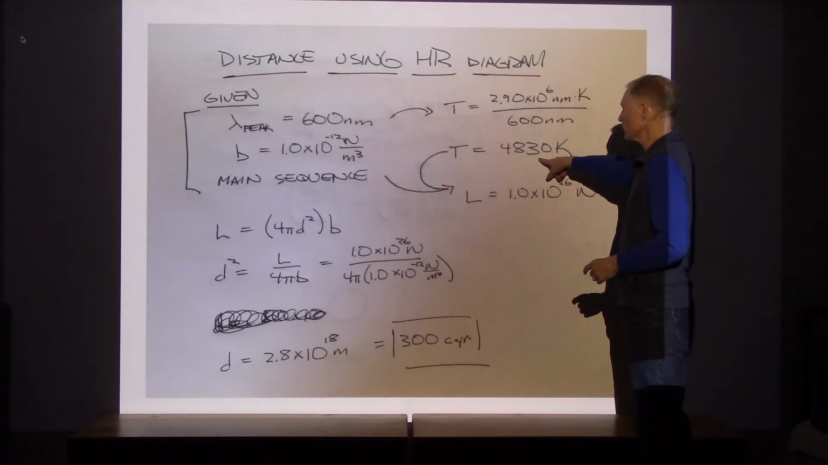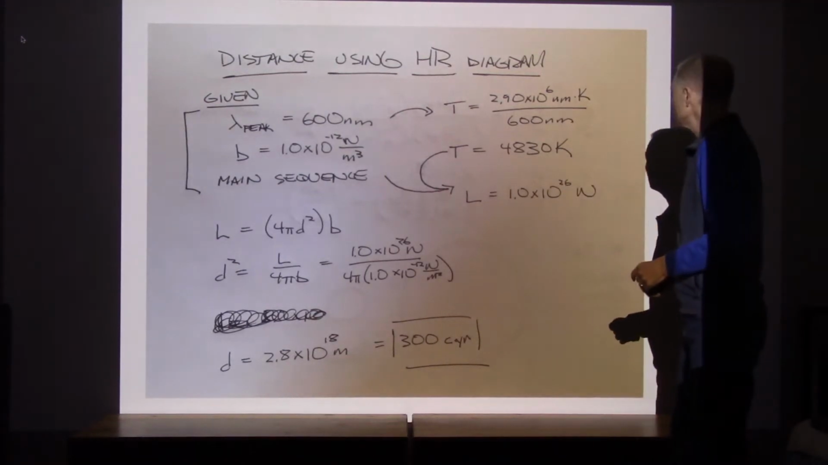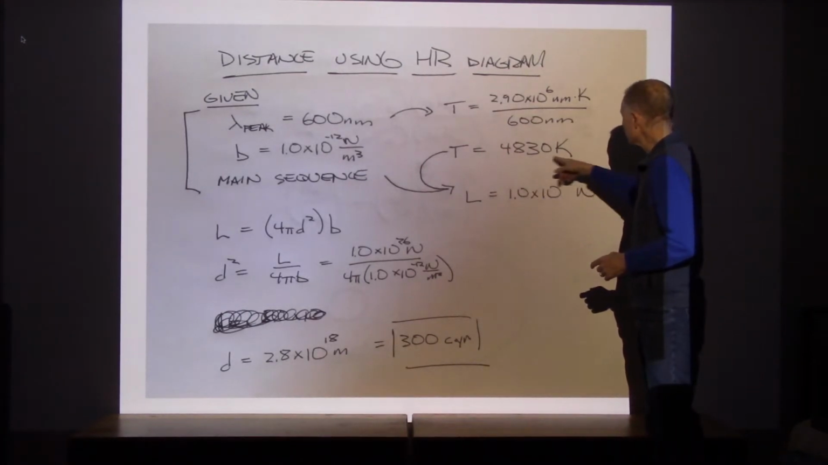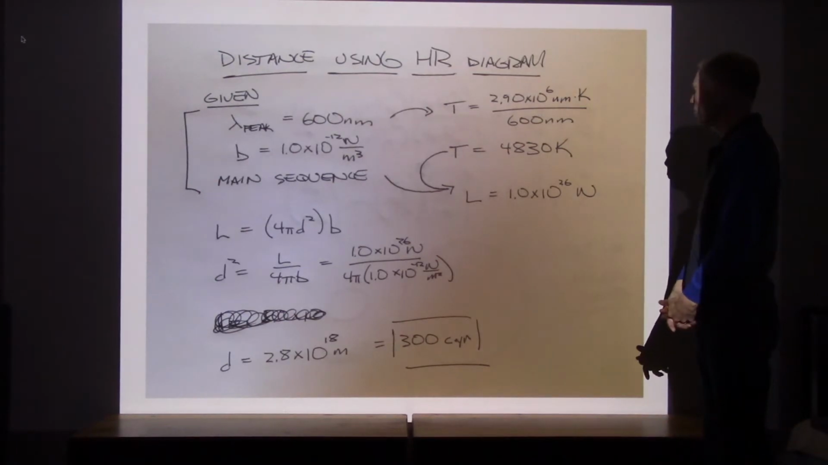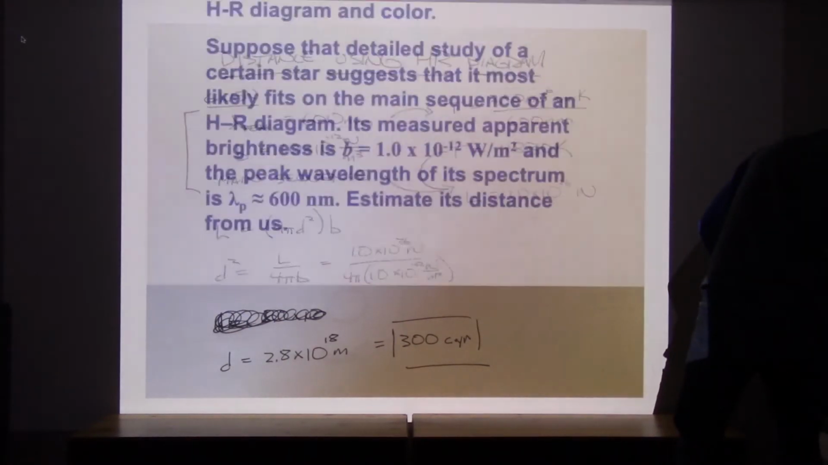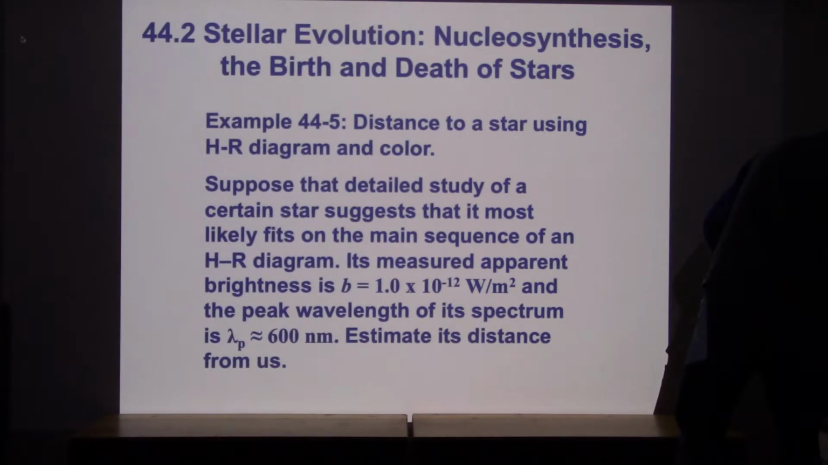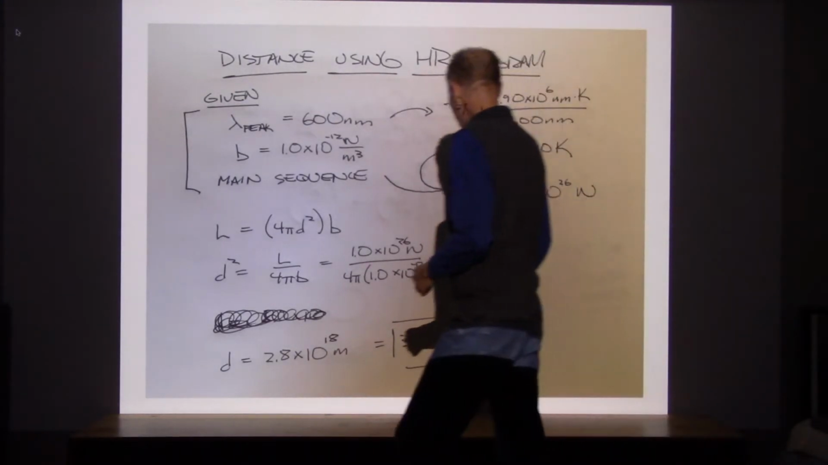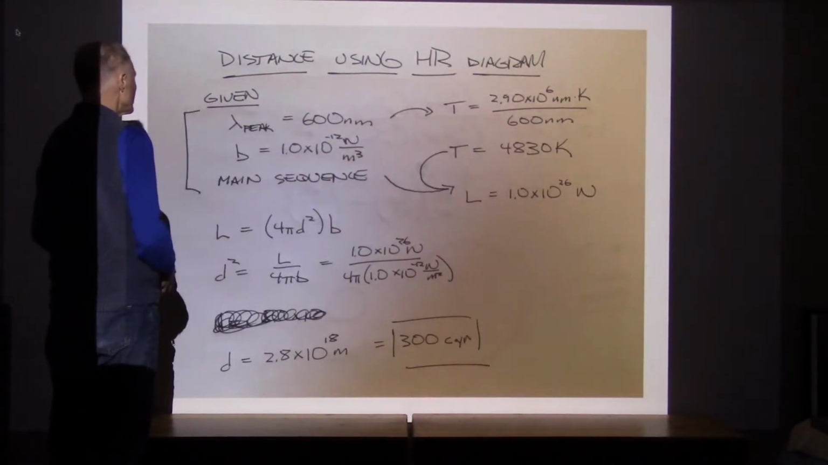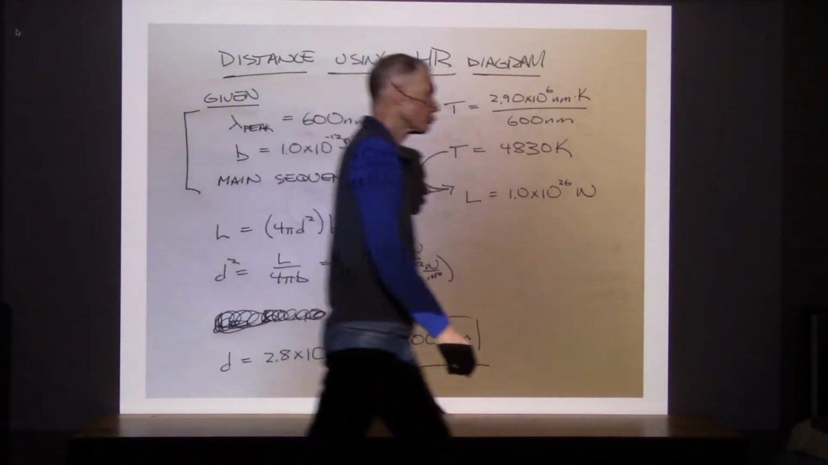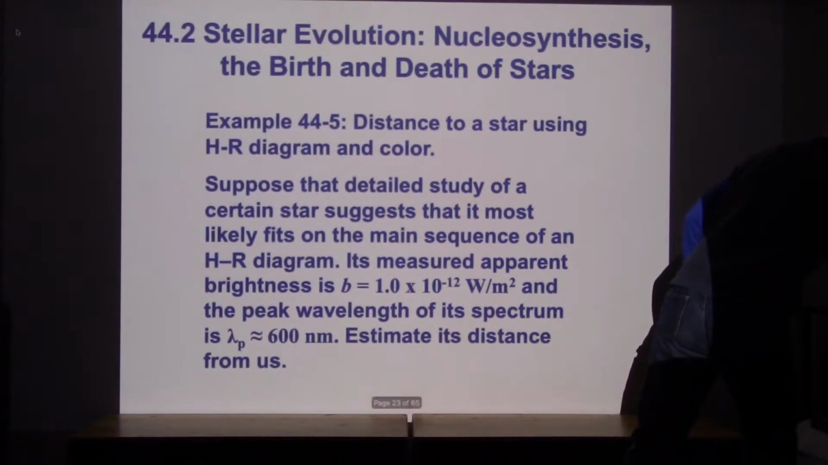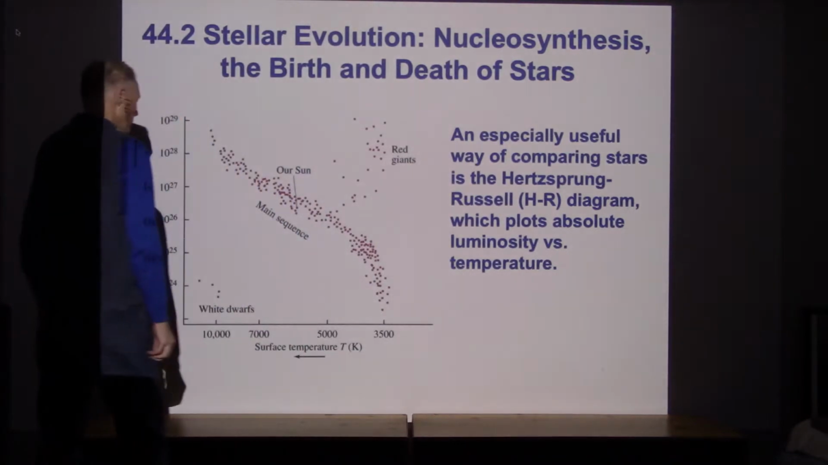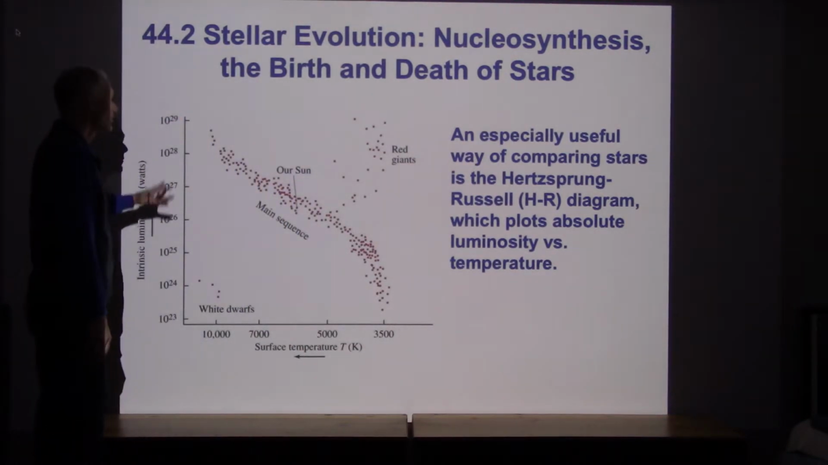Now, if I know the brightness of the star, and I'm looking at the surface temperature, 4,830 kelvins, then what we should be able to do is, let's imagine, for example, that the luminosity of this star is 1 times 10 to the 26 watts. That is a value that we are going to come up with from looking at our main sequence, the HR diagram.